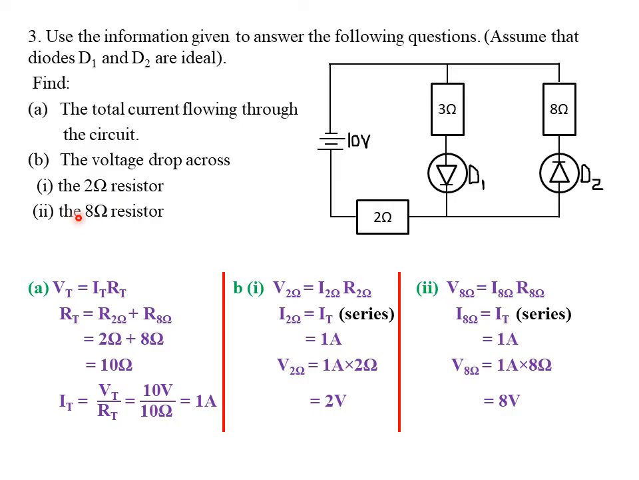Similarly, they want us to find the voltage drop across the 8 ohm resistor. V equals IR. The current through the 8 ohm resistor is also equal to the total current, because the 8 ohm resistor is also in series connection with the source of power. Therefore, current through the 8 ohm resistor is equal to the total current, which is 1 ampere that we computed in part A. Therefore, voltage drop across the 8 ohm resistor is equal to IR. So the current is 1 ampere, the resistance is 8 ohm. Therefore, 1 times 8, you'll get 8 volts as the voltage drop across the 8 ohm resistor.